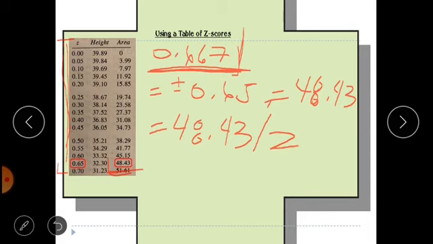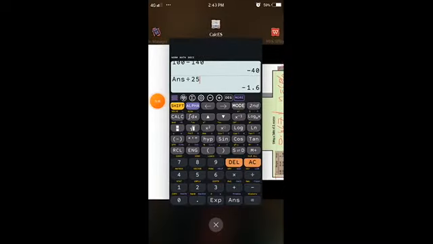Ano ba yung formula ng percentile, di ba? P divided by 100 times N. Diba? Yan yung formula natin ng percentile. So, hindi ito yung susundin natin. So, anyway, kunin natin yung half ng 48.43. So, i-divide natin ng 2. So, ilan yon? Punta tayo sa calculator na naman.